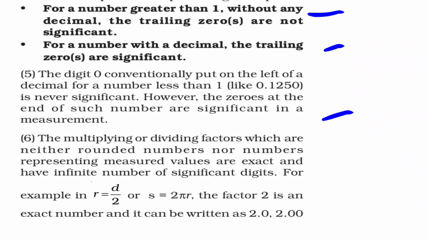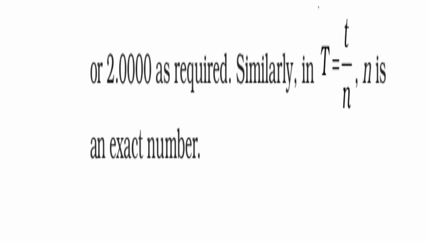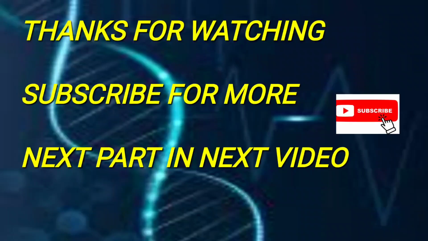The multiplying or dividing factors, which are neither rounded numbers nor numbers representing measured values, are exact and have an infinite number of significant digits. For example, if r = d/2 or s = 2πr, the factor 2 is an exact number and it can be written as 2.0 or 2.00 or 2.000 as required. Similarly, T = t/n, here n is an exact number.